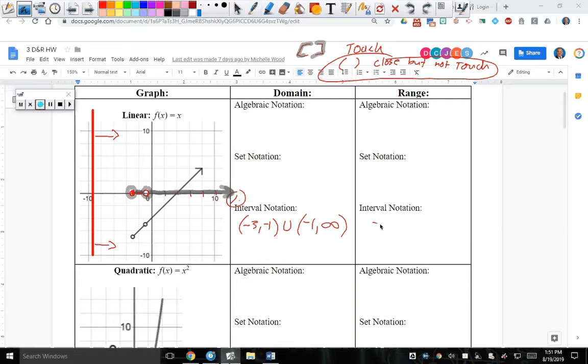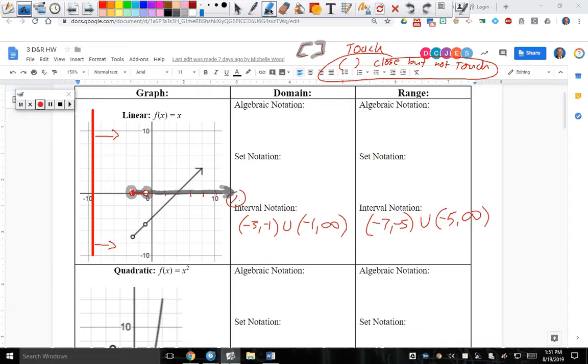Negative 7, comma, negative 5. Parentheses or brackets? Parentheses on both. And then union. Nice. Union. Negative 5, all the way to infinity. Parentheses on both, right? Okay.